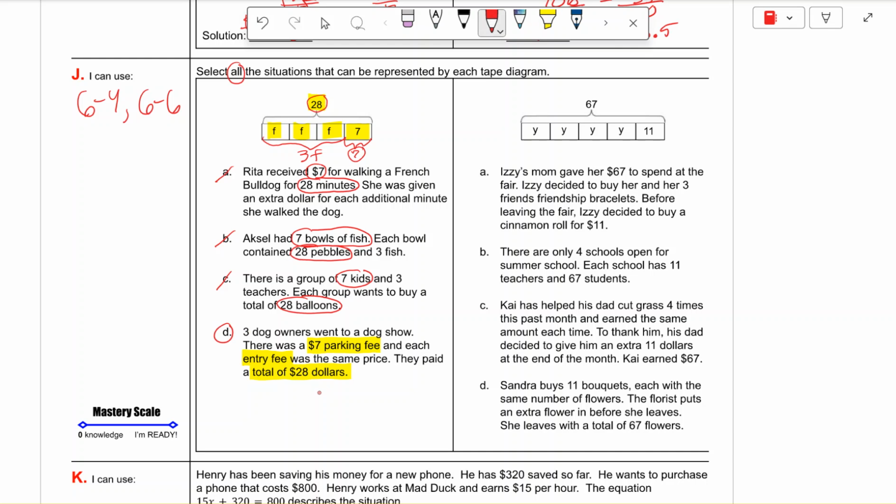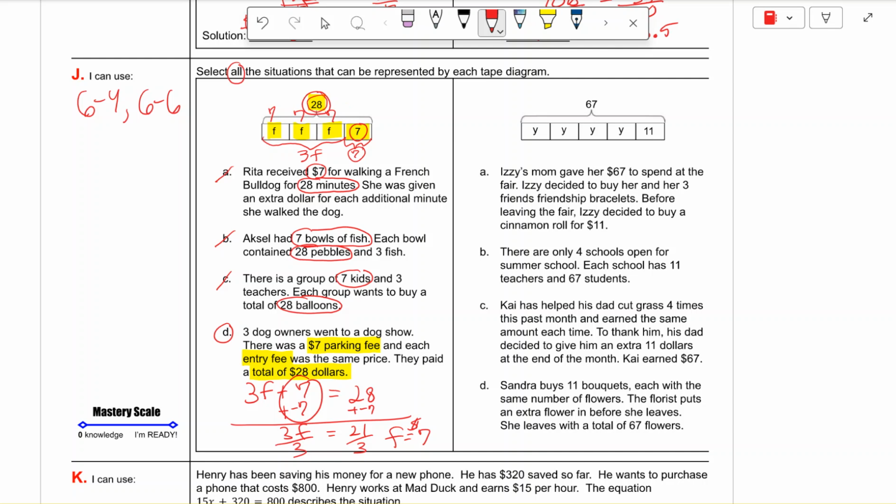The actual answer to the tape diagram is going to be 28 is equal to 3F plus 7. We will add a negative 7 to both sides. And 3F is equal to 21. Divide by 3, and F is 7. So each of the dog owners paid an entry fee of $7 each, and that makes sense. So 7 plus 7 plus 7 plus this last 7 is 28.